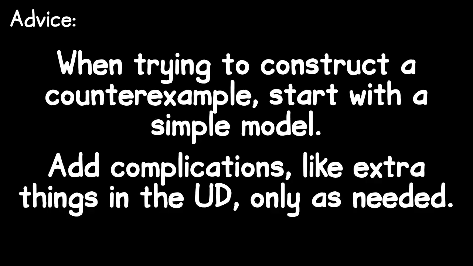So here's some advice. When trying to construct a counterexample, start with a really simple model. Add complications, like extra things in the universe of discourse, only as needed. In the previous example, we ended up building a model that didn't do what we wanted. But there are fewer choices to be made in models with small universes of discourse. And so you can try out possibilities quickly, see if they're going to work, see if they're not going to work, and if they don't work, move on and try something else. Trial and error in a large model with 37 things in the universe of discourse is more complicated and more troublesome.